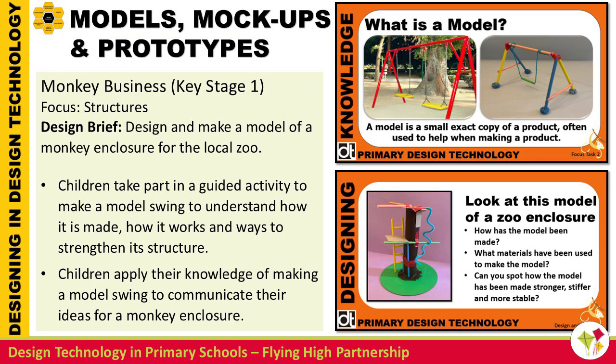In Key Stage 1, children can use models to help them understand how products work, how they are made, and also how models can be used to communicate their design ideas. In this project, children design a monkey enclosure for the local zoo. When they are happy with their design, they create a model of their design to communicate their ideas for the new enclosure. This project can easily be adapted to allow children to design and make a model playground or to design and make a tree house for the garden.